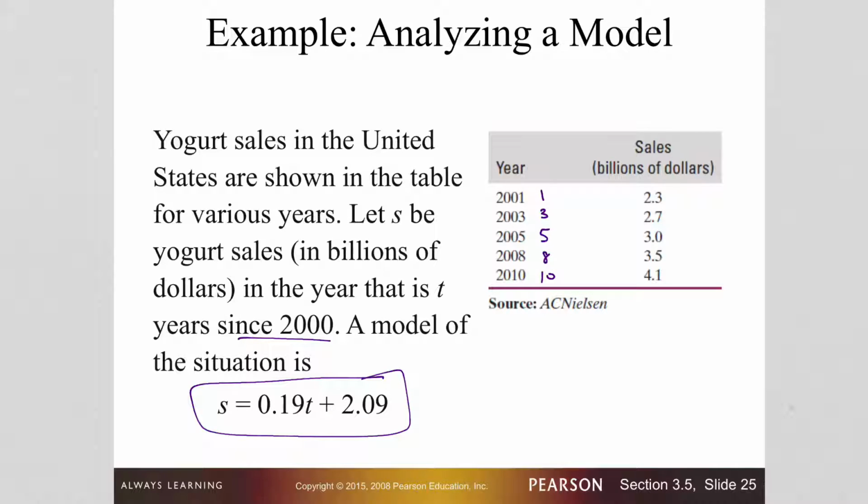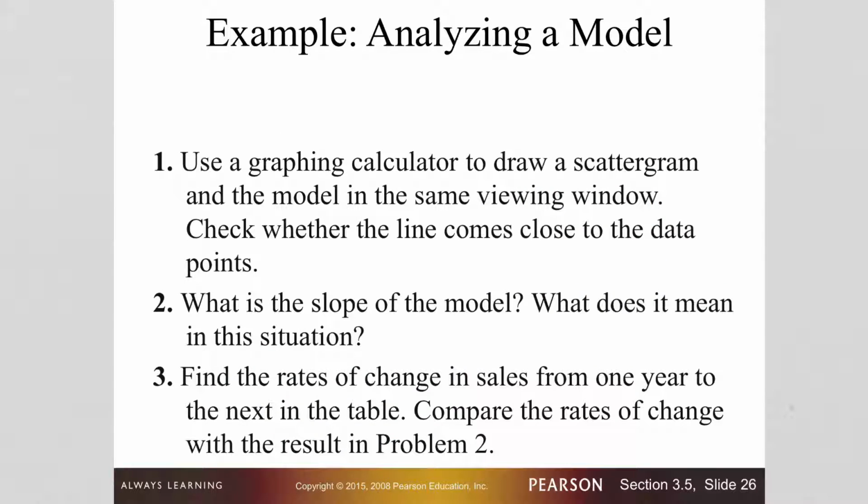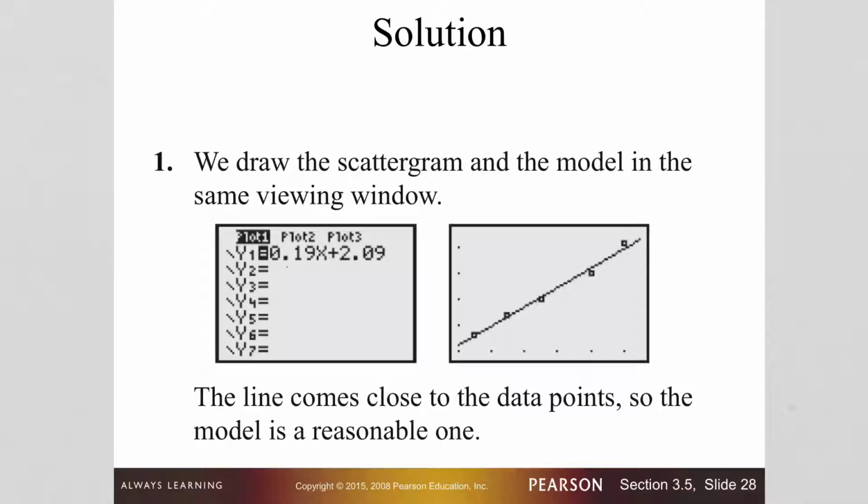Okay, so it says here, yogurt sales in 2001 were about $2.3 billion, 2003, $2.7 billion, 2005, $3 billion, and so on. Use a graphing calculator to draw a scattergram and the model in the same viewing window. Check whether the lines come close to the data points. So let me show you that.